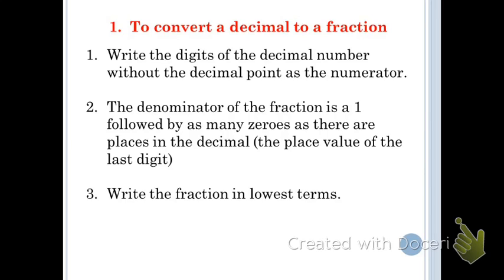To convert a decimal to a fraction: 1. Write the digits of the decimal number without the decimal point as the numerator. 2. The denominator of the fraction is a 1 followed by as many zeros as there are places in the decimal, the place value of the last digit. 3. Write the fraction in lowest terms.